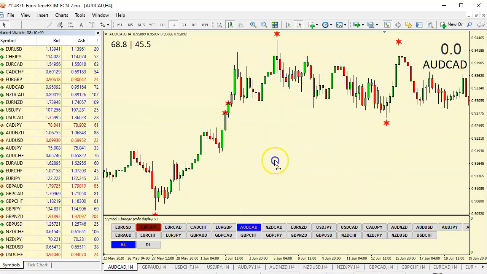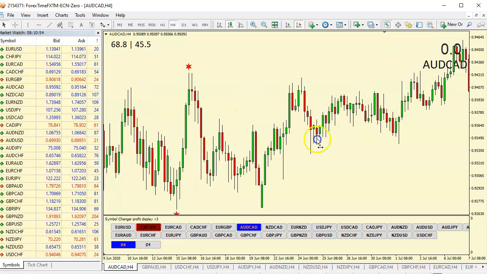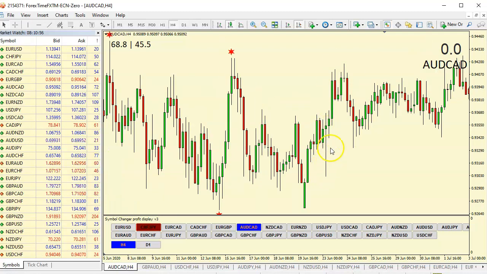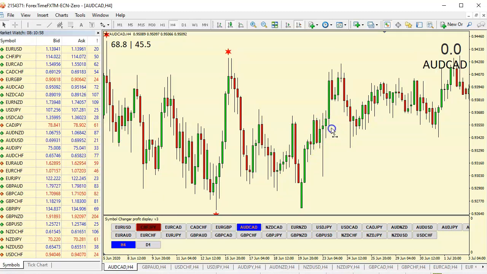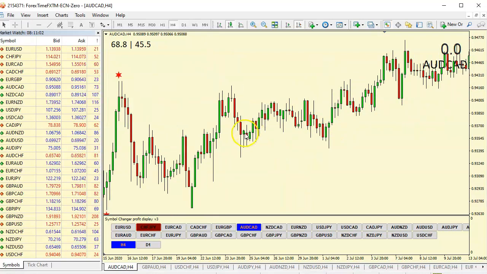Let me look for an example. Example in an uptrend here. Example here, you saw this. It's a good indication that the trend is likely to continue. So there are so many continuation patterns.